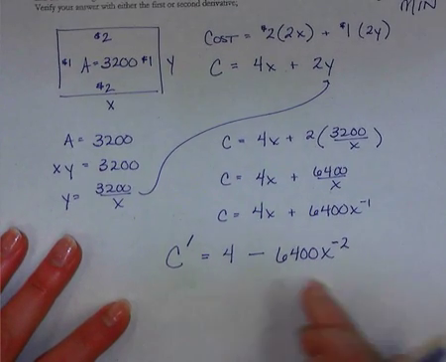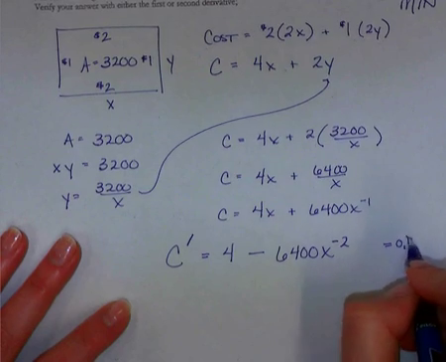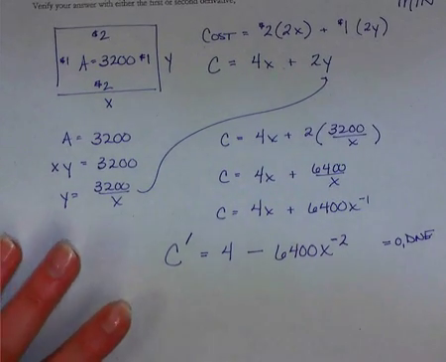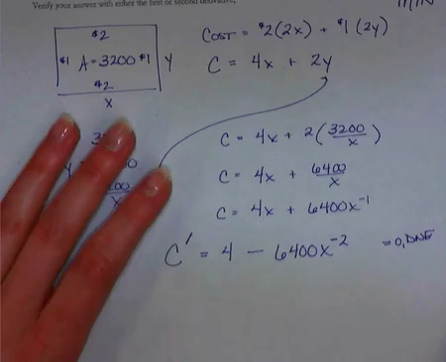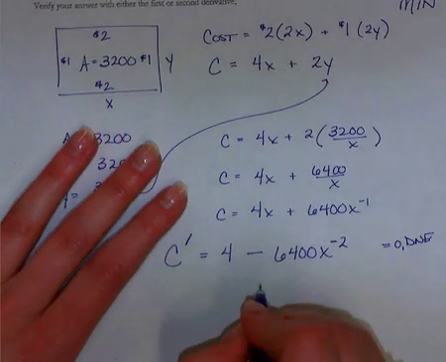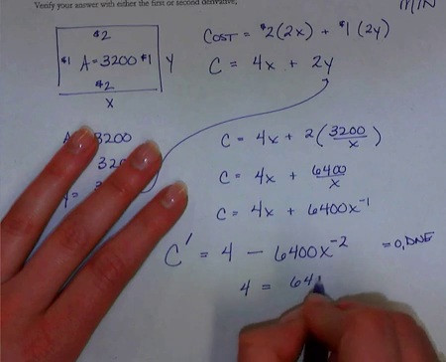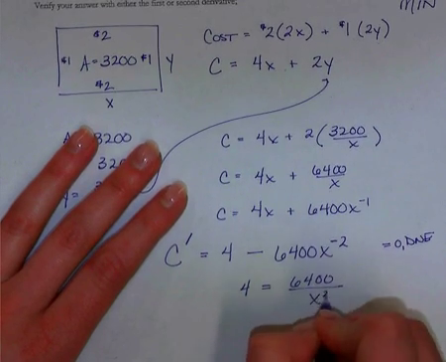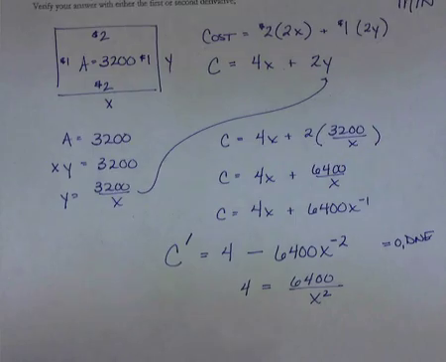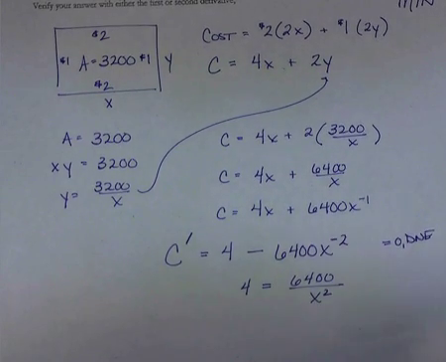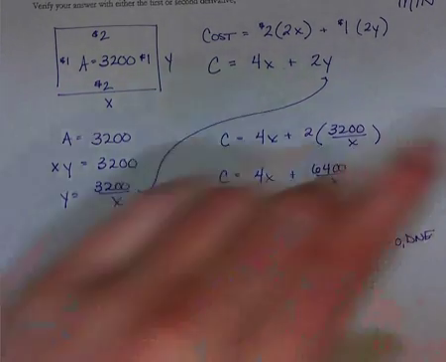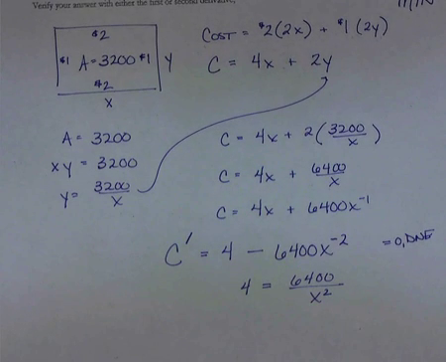I want to know when my derivative is 0 or DNE, okay? So I'm going to set this equal to 0, and let's see what happens when I solve. I've got 4 is equal to 6,400 over X squared. Now, if I think about this, it's going to be DNE when X is 0. That does not make sense in this word problem. I'm not going to have a length of a rectangle that's a length 0. That doesn't make sense. So I don't have to worry about DNE.